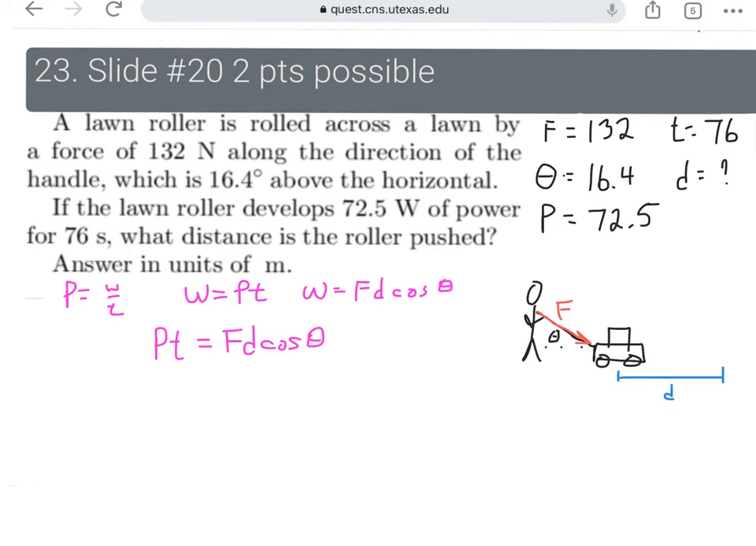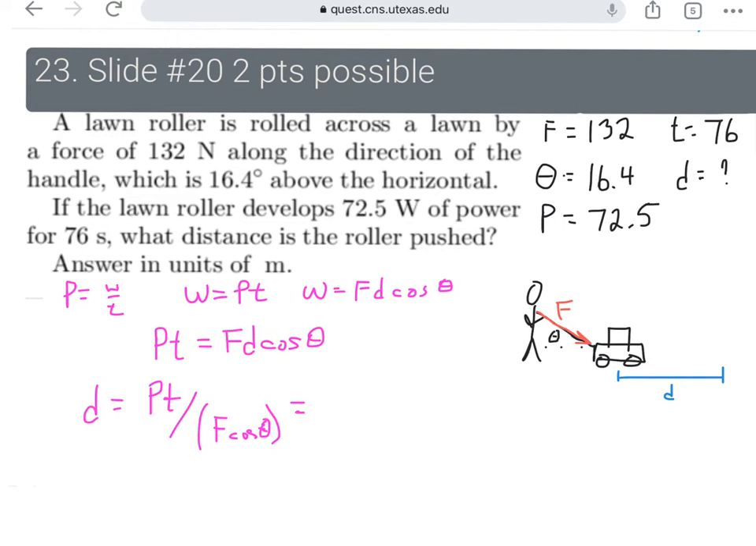And of course we're solving for the displacement, so we'll just move that around. That way we can do this in one step. Power times time, and we'll divide that by anything on the right side that we don't want. So we don't want force and we don't want cosine theta, so we're going to divide those to the other side. Since it's two things, again, it's a compound denominator, you have to put parentheses. Otherwise, you're not going to get the right answer.